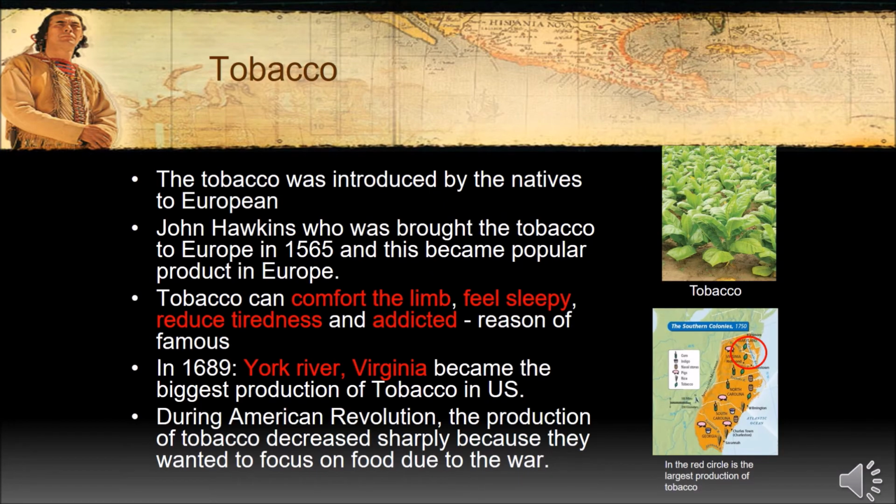The first crop is tobacco. Tobacco was introduced by the natives to Europeans. John Hawkins brought tobacco to Europe in 1565, and it became a popular product in Europe. So this is the beginning of tobacco selling. Tobacco can comfort the limbs, make one feel sleepy, reduce tiredness, and is addictive. This is the reason why tobacco is famous. In 1689, York River, Virginia, became the biggest tobacco producer in the US. During the American Revolution, tobacco production decreased sharply because they wanted to focus on food due to the war.